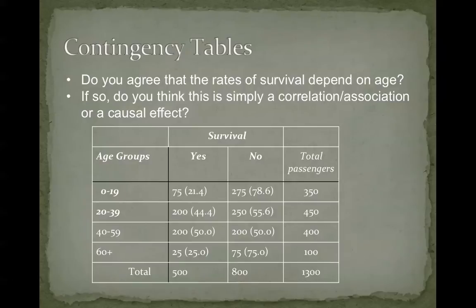But that's not what we see. We actually see, as I discussed earlier, that the lowest percentages of survival are in the 0 to 19, and the next lowest is in the 60 or over. So 21.4 does not equal 44, does not equal 50, and does not equal 25. And 44 does not equal 50, and 50 does not equal 25. In other words, across all four of these rows, down this column of survival, they are not equal. And if they are not equal, using row percentages, then we have an association between these two variables. One variable is, in fact, dependent on the other.